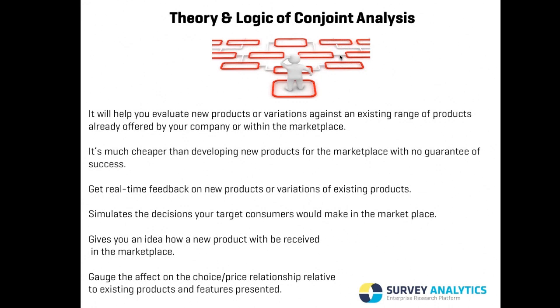New product launches have a rather scary rate of failure. I think it's something like 70 to 75% the last time I looked at it. So it's a good idea not to spend all that money on launching a new product, to do some testing, to do some conjoint, to see what kind of reception it'll get. You can get pretty much real-time feedback on new products or variations. You do, with Discrete Choice, get to simulate what your target consumers would do in the marketplace.